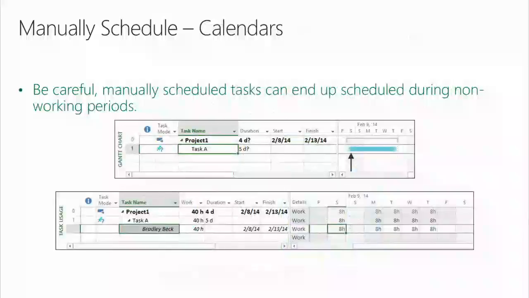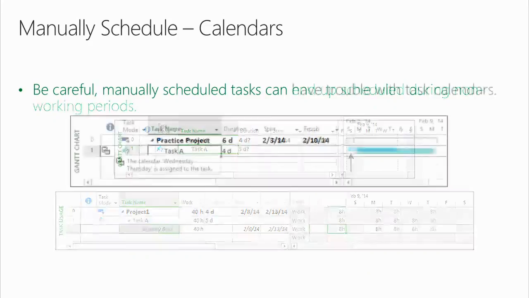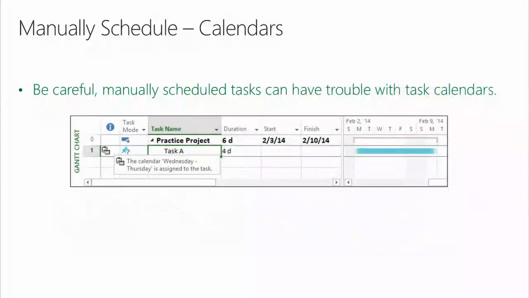Next, be careful. Manually scheduled tasks can end up scheduled during non-working periods. Did you know that? They can. So you got to watch out for this. Be careful. Manually scheduled tasks can have trouble with task calendars. Right here, I've got the Wednesday to Thursday calendar at the task level assigned to the task. Well, if I've got 4 days of duration, they should be on this Wednesday and Thursday, and out here on the Wednesday and Thursday, you can't see. You need to know these things.